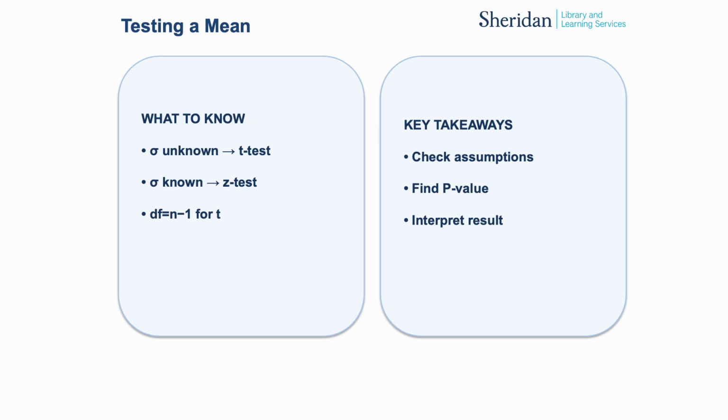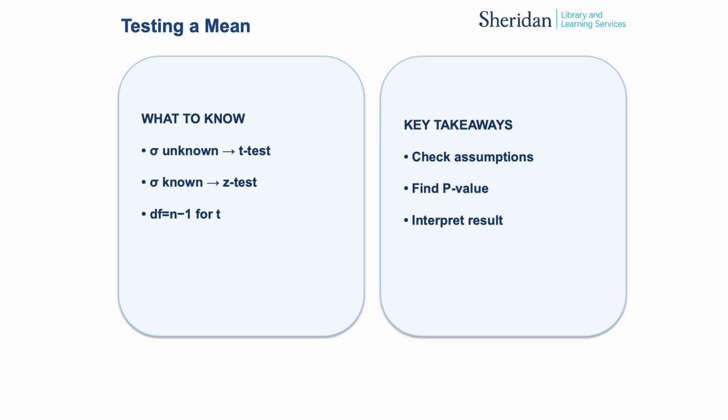Another important concept is degrees of freedom, often written as df. For a one-sample t-test, the degrees of freedom is simply the sample size minus 1. For example, if your sample contains 25 observations, then your degrees of freedom would be 24. You'll need this value whenever you use a t-distribution table or statistical software.